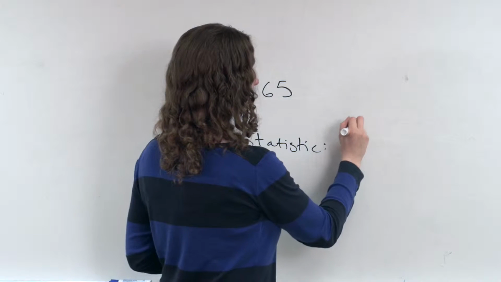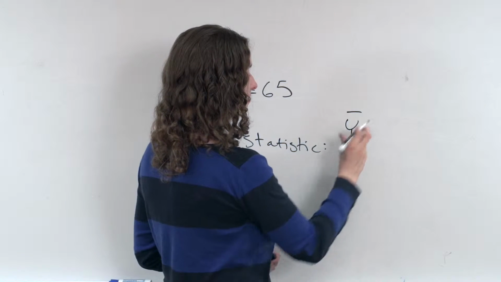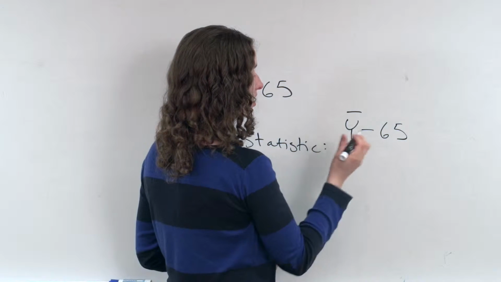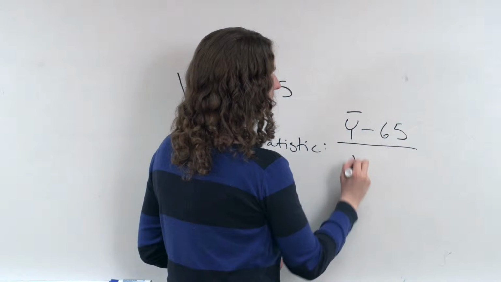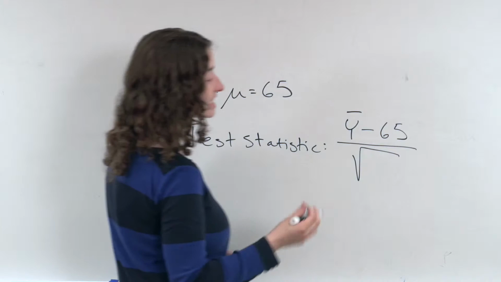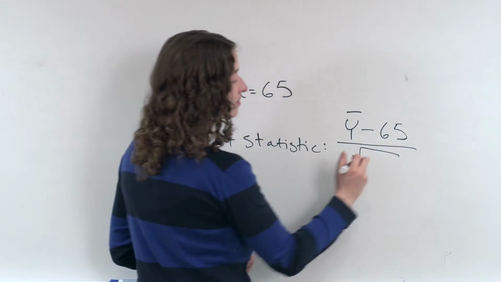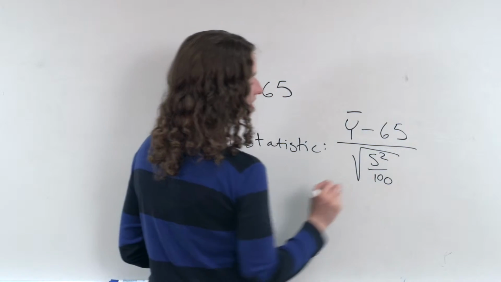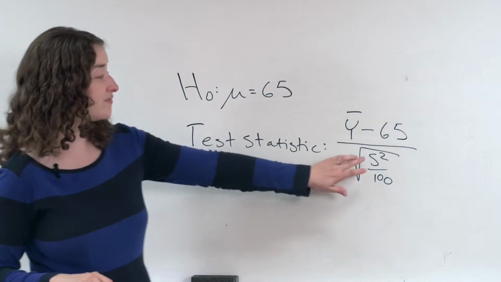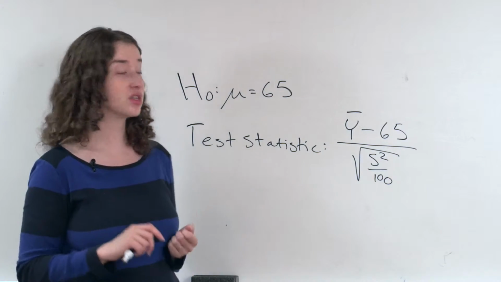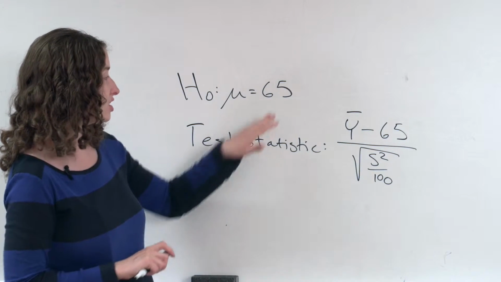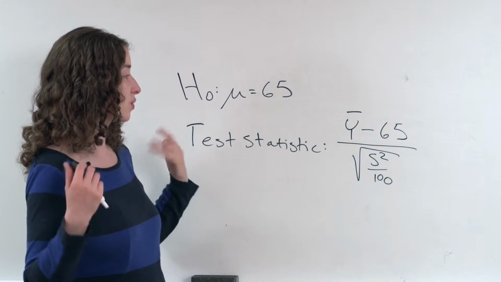In particular, we're going to take our quantity y bar. We're going to subtract mu, our null hypothesized value, and we're going to divide by not sigma squared over n, but s squared over n, which in this case is 100. So instead of writing 4 here, which was just some number I claimed to know, now I'm putting in an s squared.